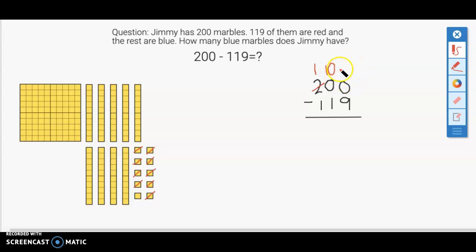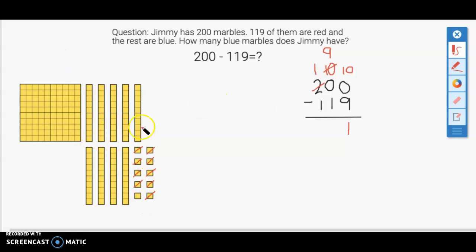But once again, we're still looking for ones. So I need to decompose again. So I'll decompose one of our groups of 10. So I'll have 9 groups of 10 left. And then I'll have 10 individual ones. Now that I have ones, I can subtract, and 10 minus 9 equals 1. We have 1 left in our standard algorithm and 1 left with our base 10 blocks. So now we can go to the next step.